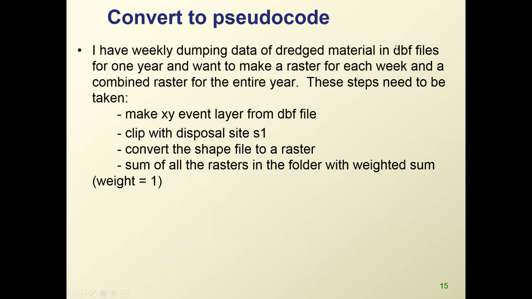There's multiple database files, and you're starting out by making an XY event layer from each of them, right? And then you do something to that event layer. You clip it, and then you convert it to a raster. The clipped output to a raster.